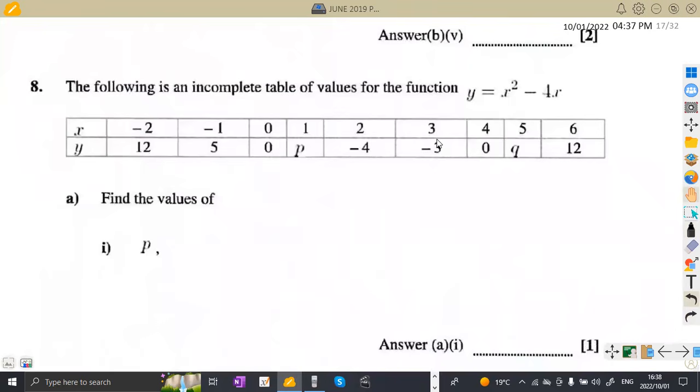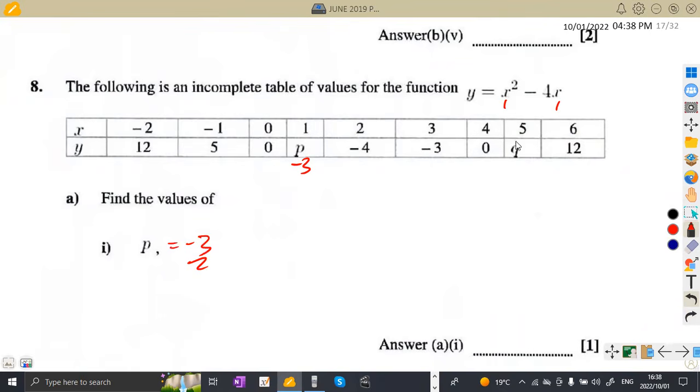The number 8 we are now given is actually a quadratic graph, as you can see. The following is an incomplete table. From this table, it's an equation of y is equal to x squared minus 4x. We are given to find the values of p and q. Item 1 is p, which is when x is 1. Guys, this one is just a substitution. When x is 1, it is going to be 1 minus 4, which is minus 3. Even by sight, you can see that your p was going to be minus 3.